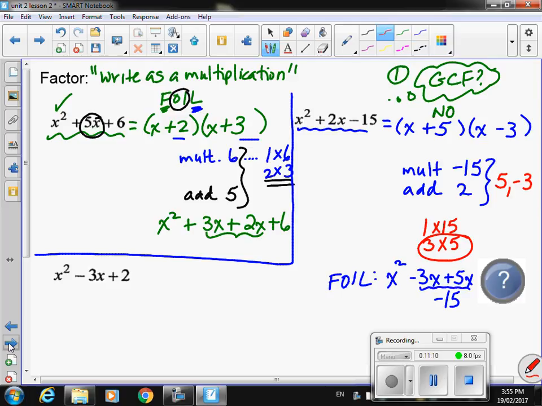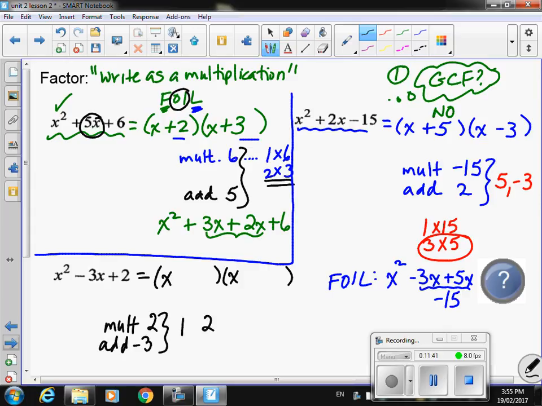Example number 3 is x squared minus 3x plus 2. I see a simple trinomial that has no common factor other than 1. So I know that I'm going to need an x and an x to multiply to x squared. I know that I need two numbers that multiply to 2 and add to negative 3. Nicely, the only possibility to multiply to 2 is 1 and 2.